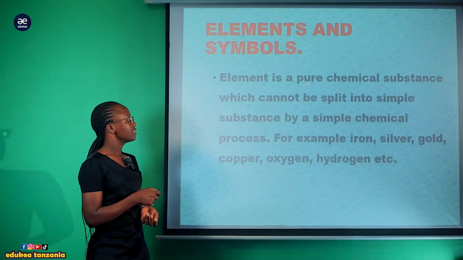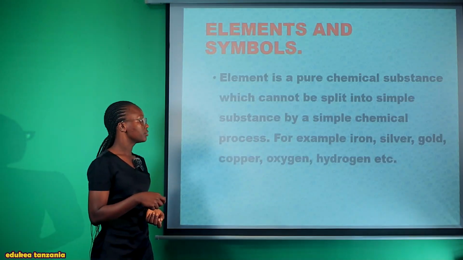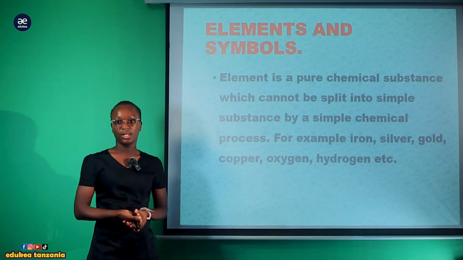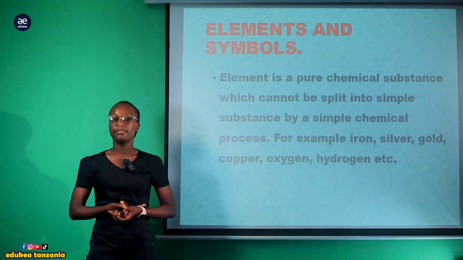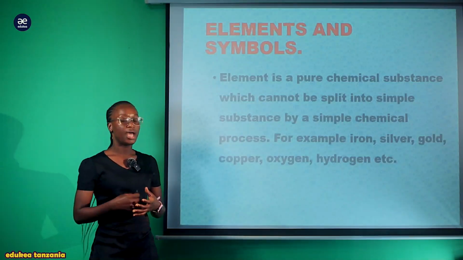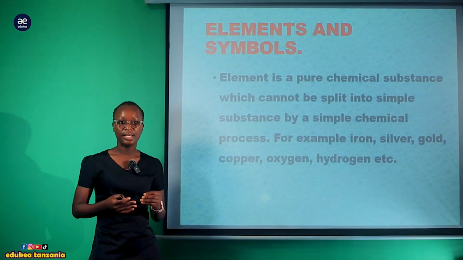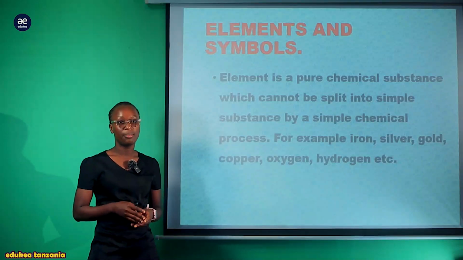An element is a pure chemical substance which cannot be split into simple substances by a simple chemical process. For example, we have iron, silver, gold, copper, oxygen, and hydrogen. So these elements, it is very difficult, it's not easy to split them into simple substances by simple chemical process.